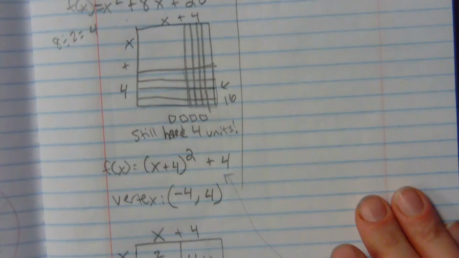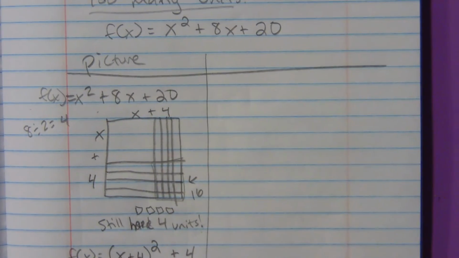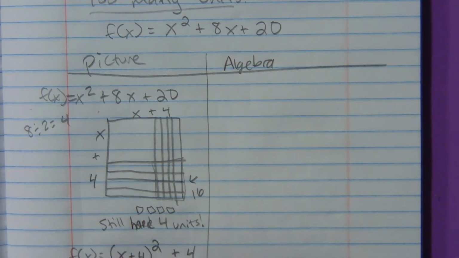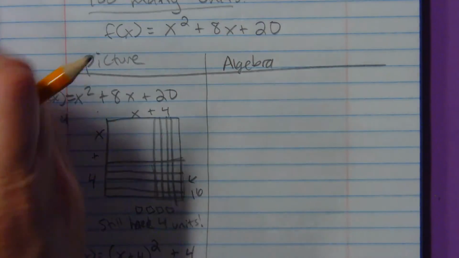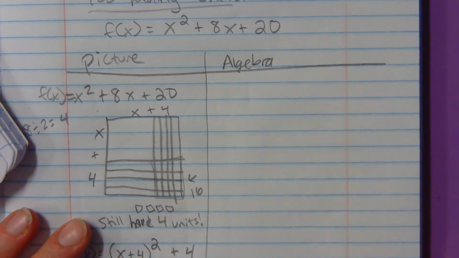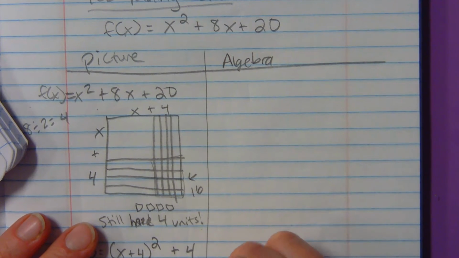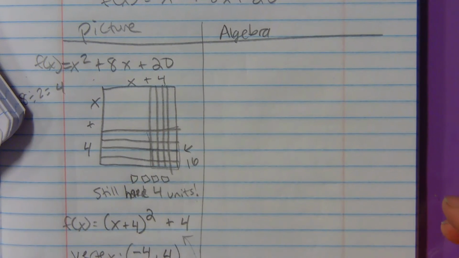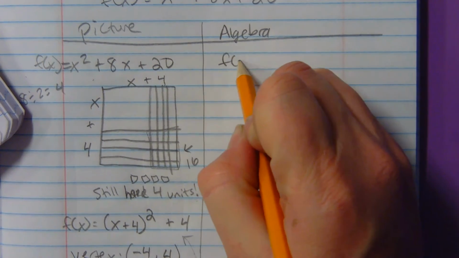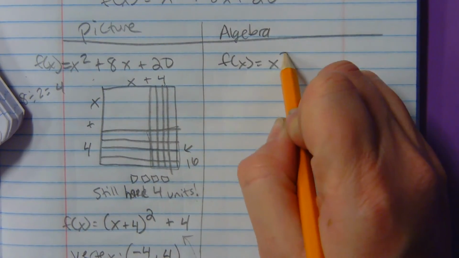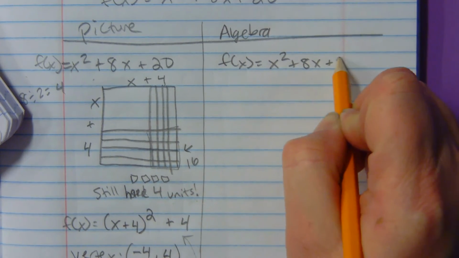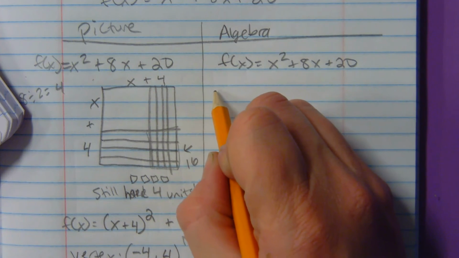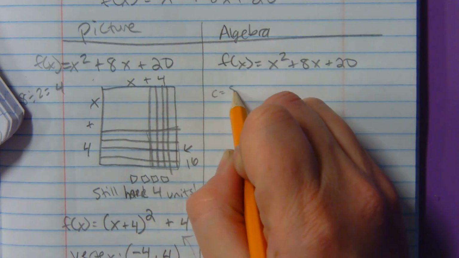So I'm going to now do the algebra part. And you don't always need to do the algebra part. Sometimes some people like this a lot better because you don't have to draw pictures, and I wouldn't say it's more sophisticated or less, it's just different, and different is okay. So this is f of x equals, we're going to start the same, x squared plus 8x plus 20.